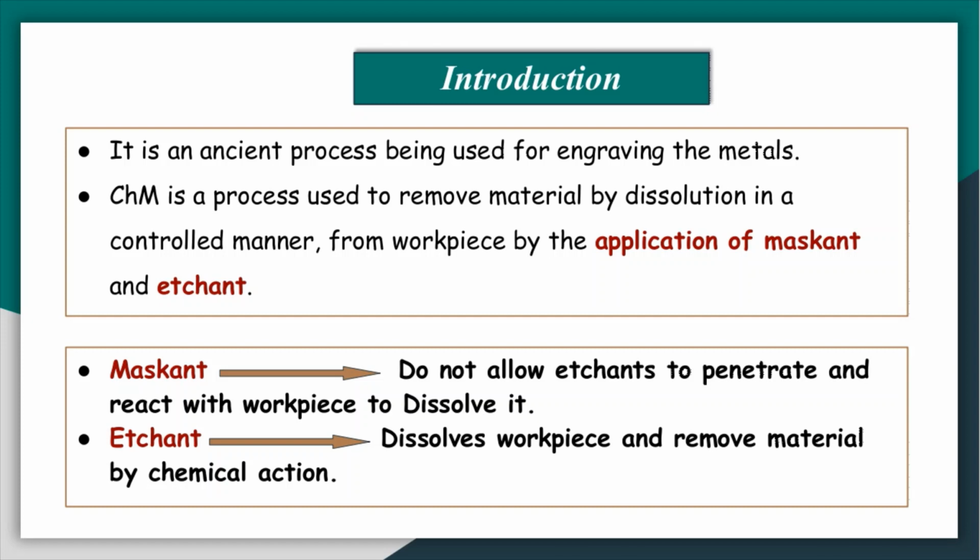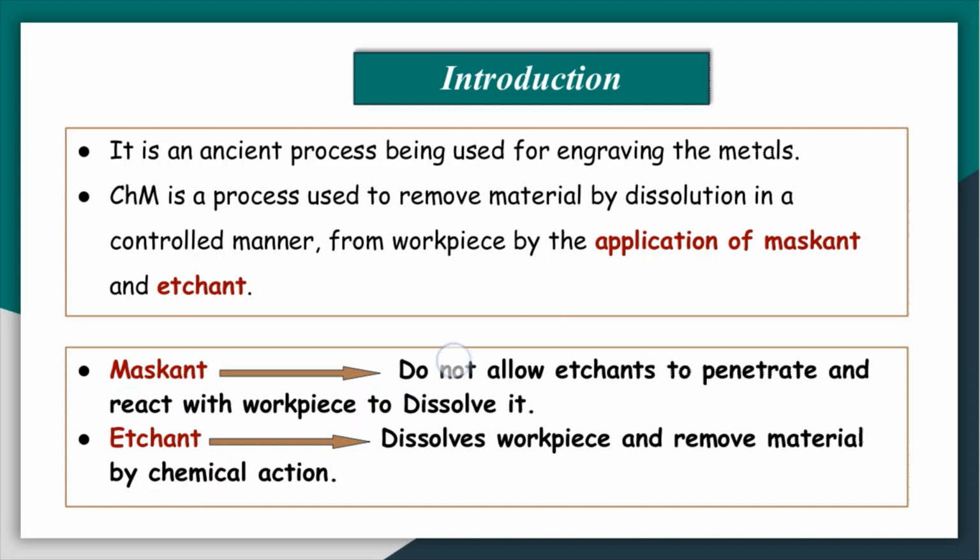Now maskants, that is a chemical resistant coating, are used to cover the surfaces which are not to be machined. Maskants are the materials which do not allow the etchant to penetrate through to reach the work material to dissolve it. This technique is quite useful for producing complex configurations in delicate parts that would otherwise get damaged by the application of forces in the conventional machining process. So this is about the introduction.